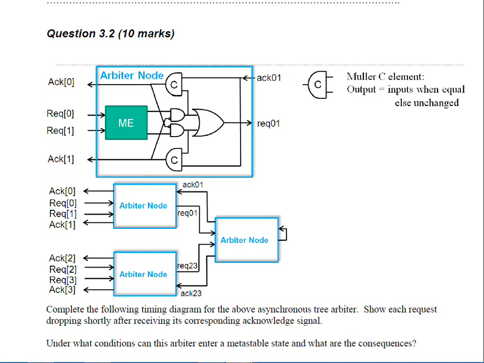Okay, so there's a timing diagram to complete on the next page. But before we do that, can you tell me what conditions this arbiter can enter a metastable state, and what are the consequences? Do you know what we're looking for there? Can you give me some examples? There are 3 examples you should be able to think of here.